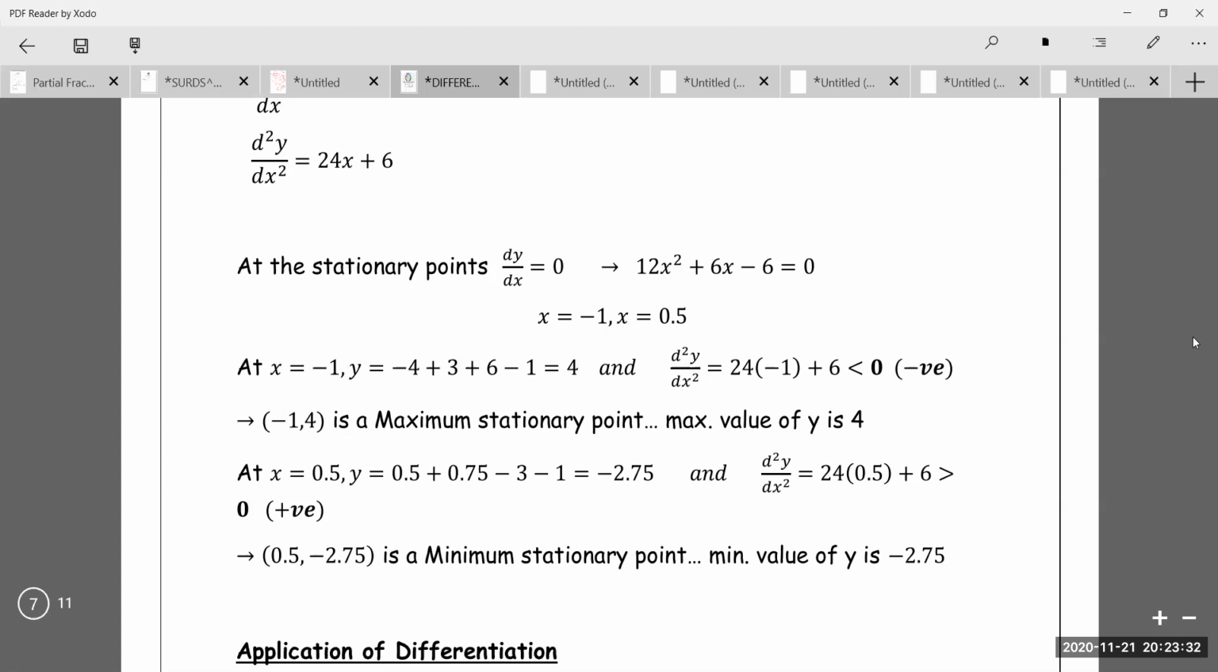So let's go back to this example now. I'm going to ask you for these two questions that we had, to determine the nature of these stationary points. So let's go back down to the stationary point we found for the first example, and let's just add on and determine their nature.